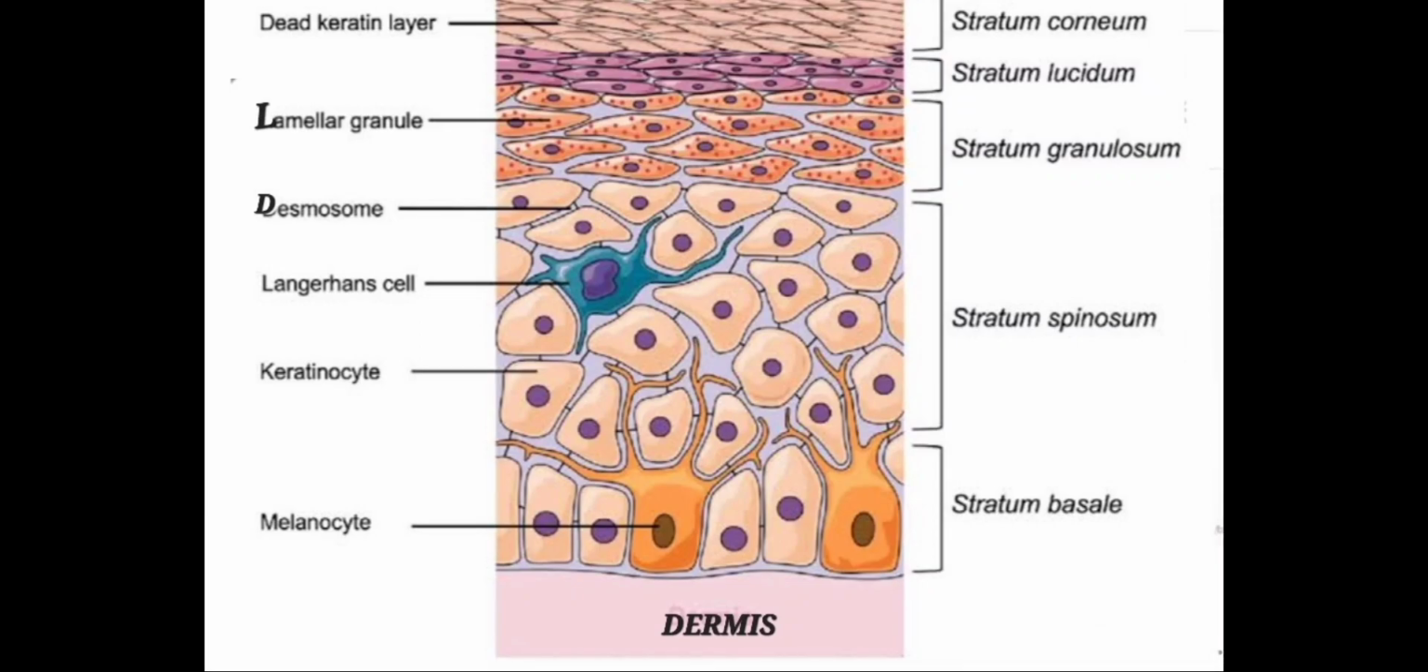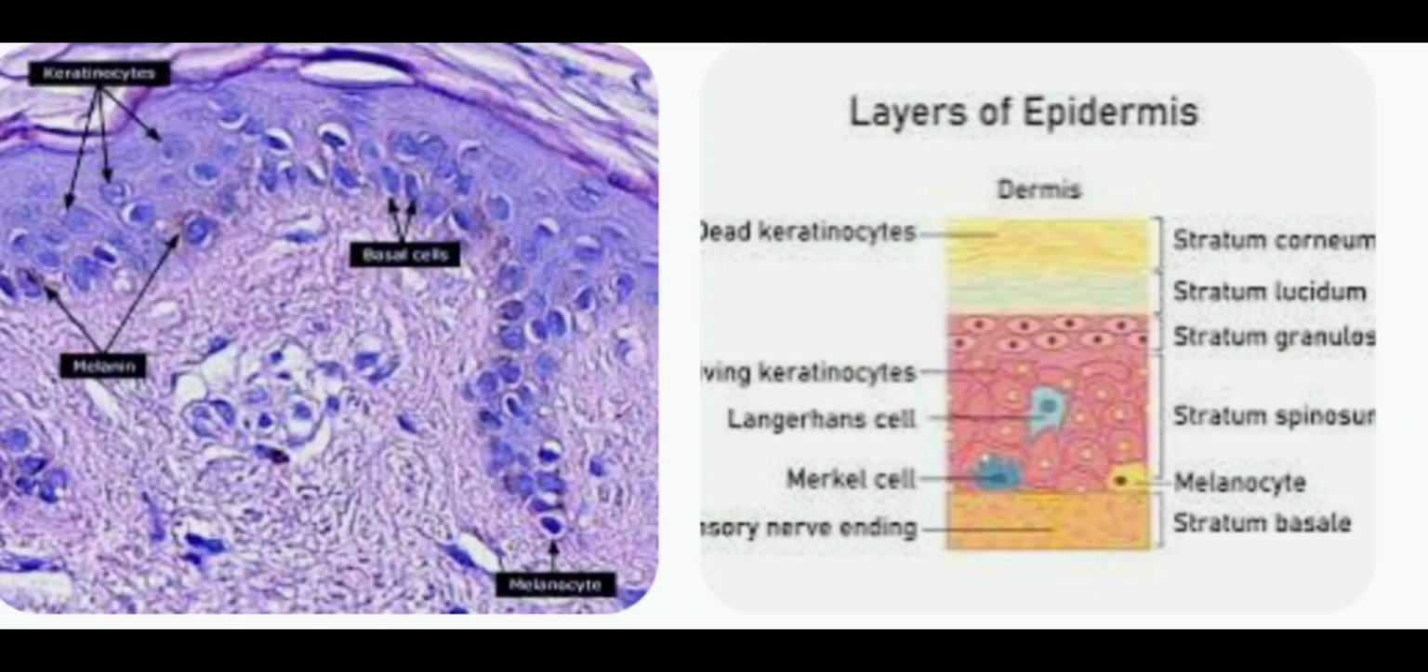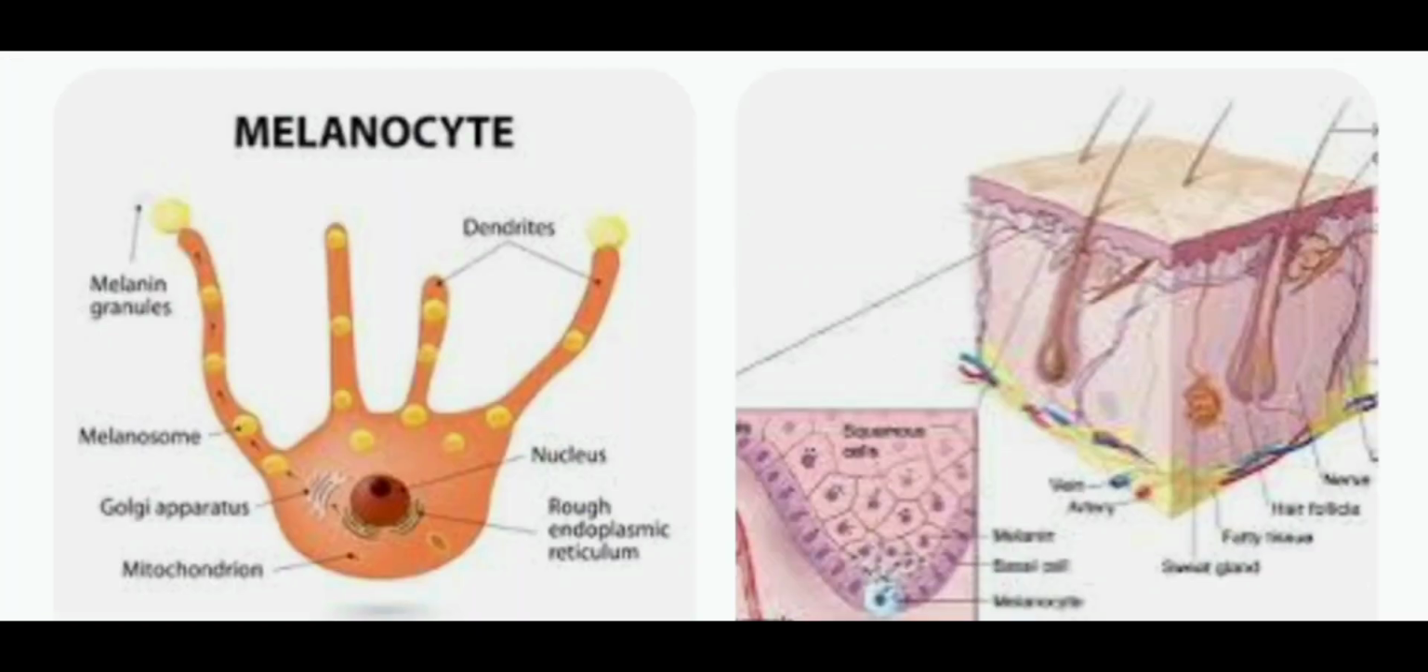Thirdly, we have the Langerhans cells. These dendritic cells are the skin's first line of defense and play a significant role in antigen presentation. Primarily found in the stratum spinosum. They need special stain to become visible.